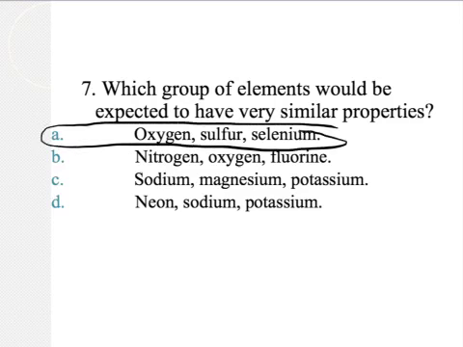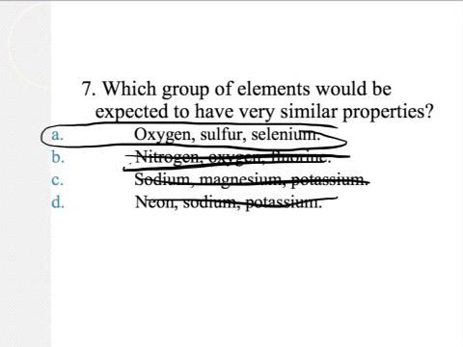Okay, it's going to be oxygen, sulfur, and selenium because they're in the same family. Nitrogen, oxygen, and fluorine are in the same period, and we want a column up and down, and that's what oxygen, sulfur, and selenium are. Sodium, magnesium, and potassium, they're just kind of clustered around each other, so that's not the right answer. Neon, sodium, and potassium, they're in different periods, and 2 are in the same family, but not all of them. So the correct answer is A, oxygen, sulfur, and selenium.